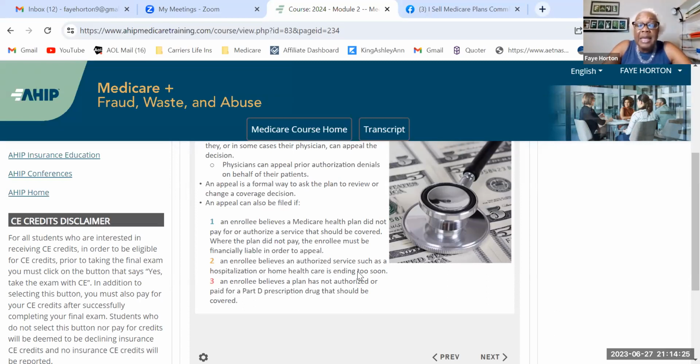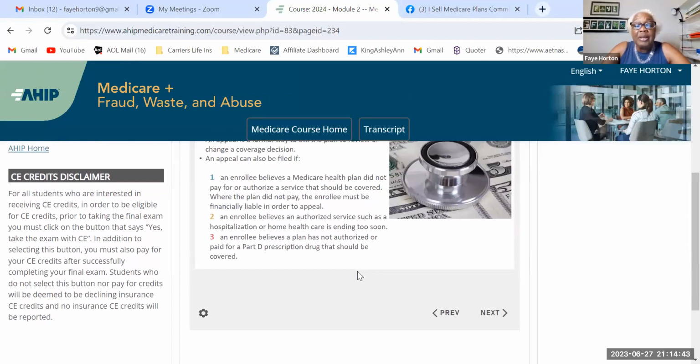Where the plan did not pay, the enrollee must be financially liable in order to appeal. An enrollee believes an authorized service such as a hospitalization or home health care is ending too soon. And if an enrollee believes the plan has not authorized or paid for a Part D prescription drug that should have been covered.